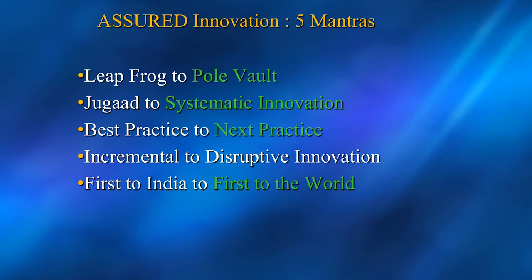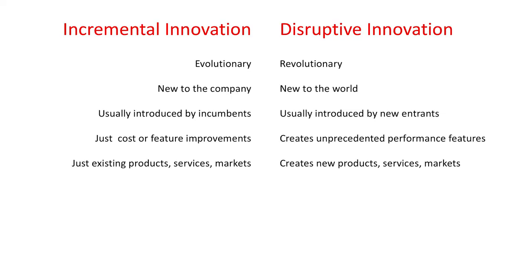The next one is, of course, incremental to disruptive innovation. Incremental, as I said, is 10%. Disruptive is almost tenfold. What is the difference between the two? Incremental is evolutionary, whereas disruptive is revolutionary. Incremental is new to the company, but this will be new to the world. Incremental is usually introduced by incumbents. Disruptive is usually introduced by new entrants.